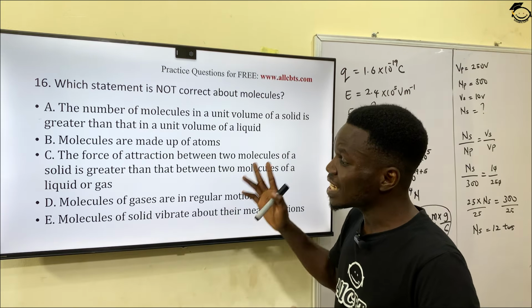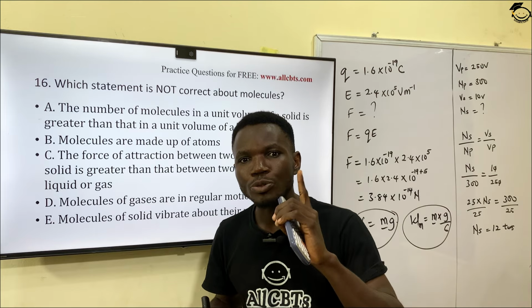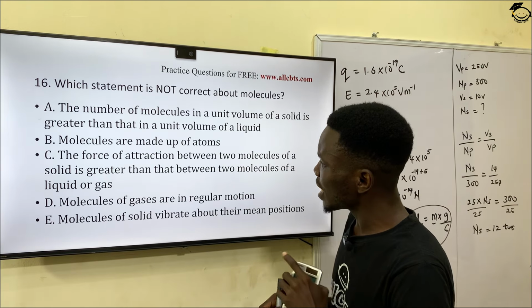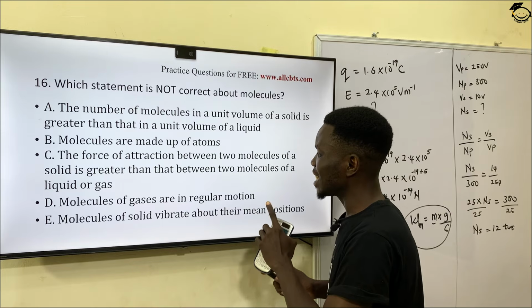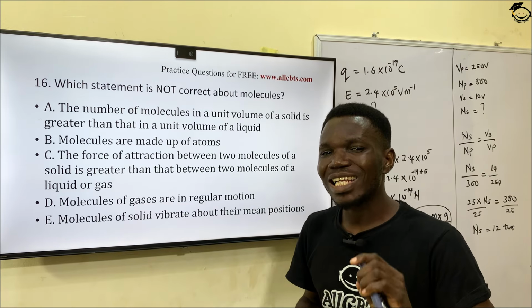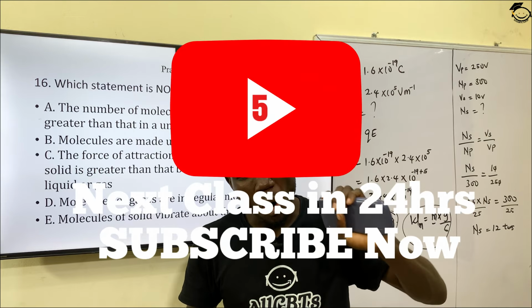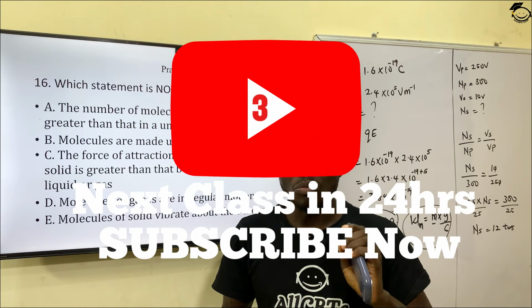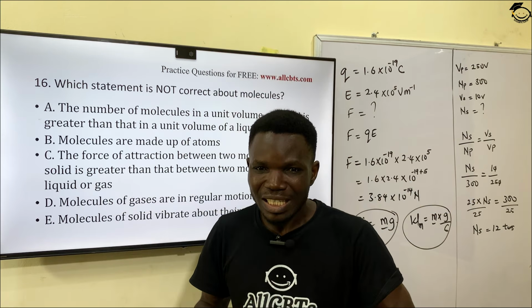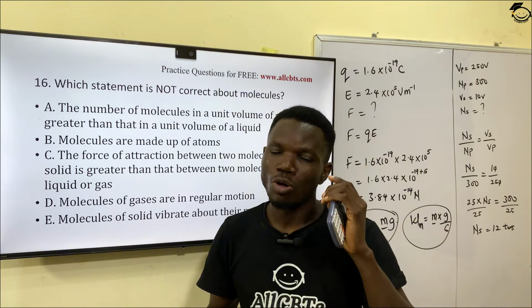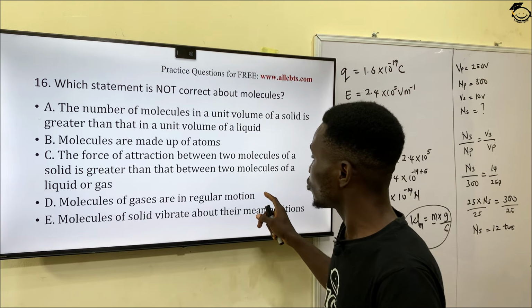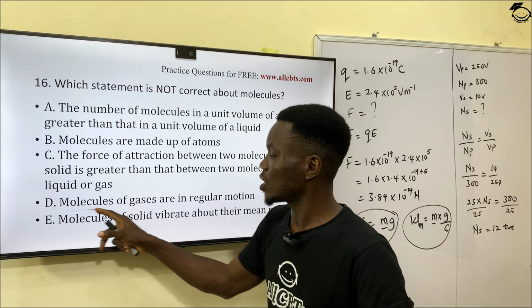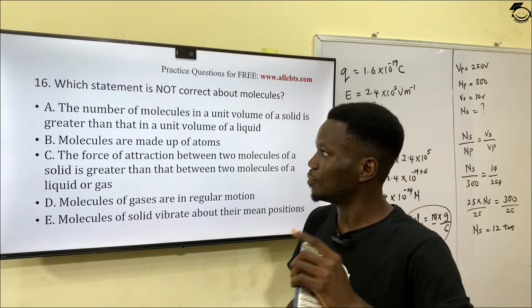Now, all of these are correct except option D, which says that molecules of gases are in regular motion. Molecules of gases are in random or irregular motion. They do not move in a regular pattern. They move haphazardly. We call it random motion. And that is for molecules of gases. So the correct answer to this question is option D.